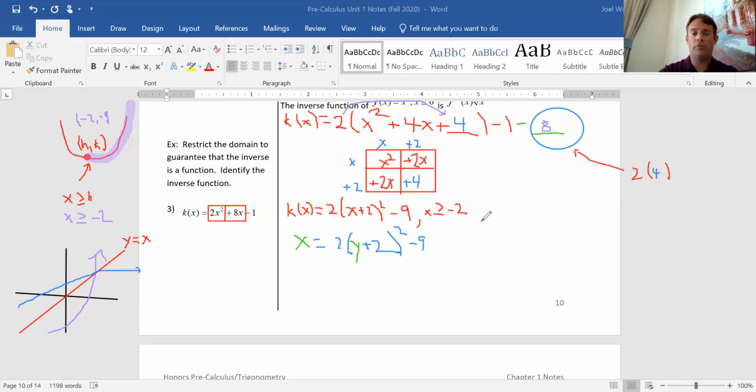So here's my regular function. There's this restricted domain. I'm flipping my x and my y, so that I can figure out what would be the inverse or the opposite. Remember, think of inverse as undo. I'm going to undo every operation and get this new y by itself. So I'm going to take my -9 and add it to the other side. This says 2 times the whole thing, so instead of multiplying by 2, I'm going to divide by 2. So we're left with this.